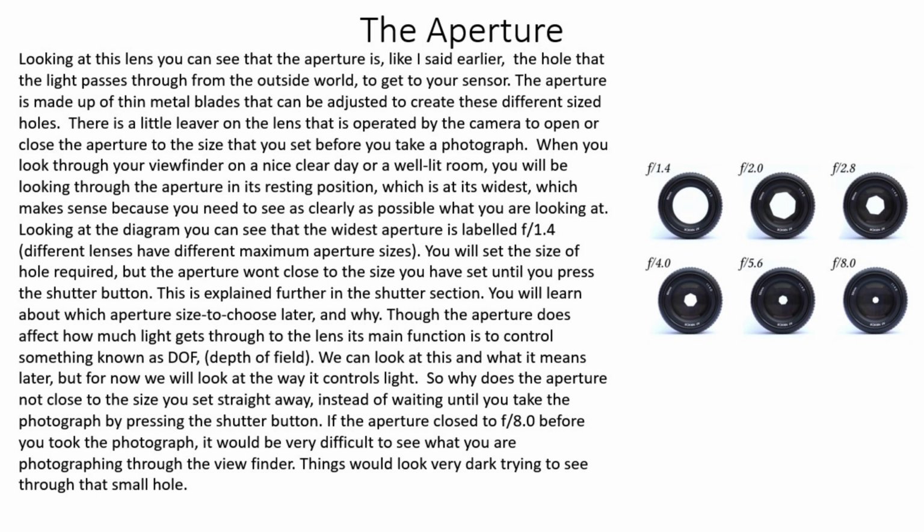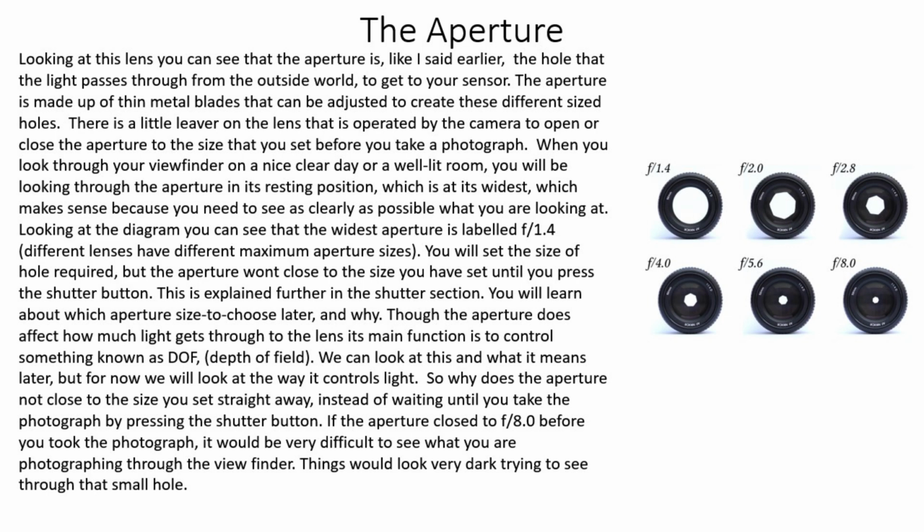You will set the size of hole required, but the aperture won't close to the size you have set until you press the shutter button. This is explained further in the shutter section. You will learn about which aperture size to choose later, and why. Though the aperture does affect how much light gets through to the lens, its main function is to control something known as DOF, depth of field. We can look at this and what it means later, but for now we will look at the way it controls light.